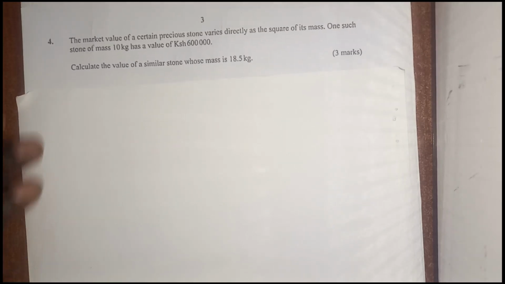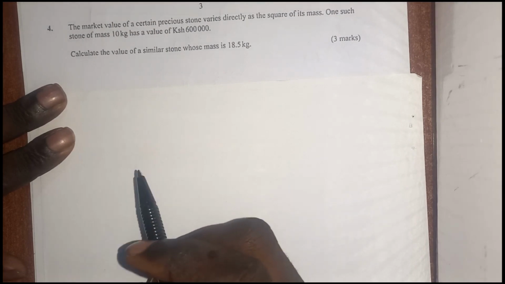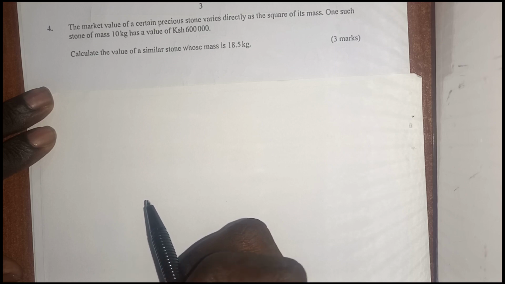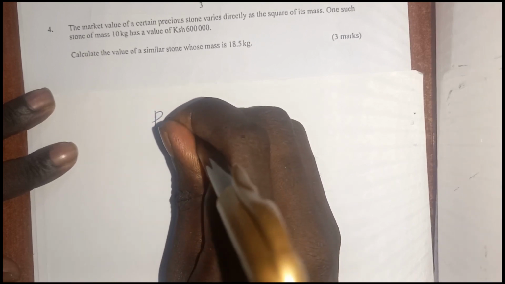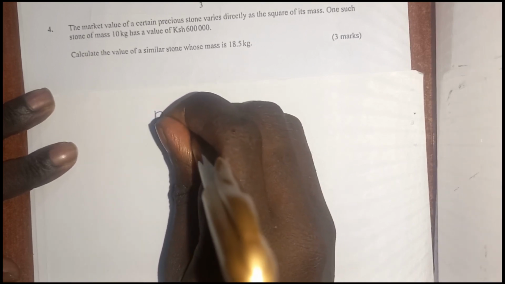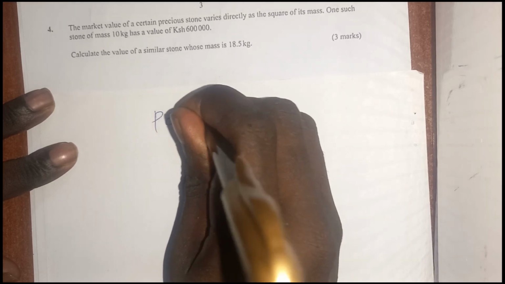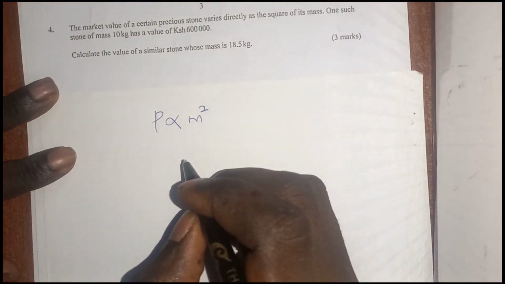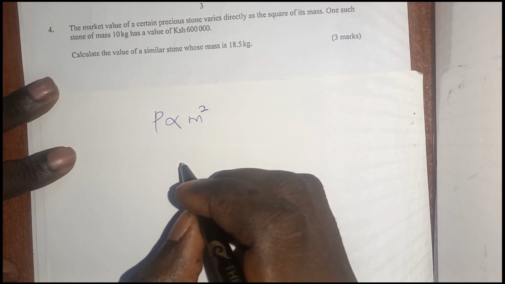So we are at question 4, and the question says the market value of a certain precious stone varies directly as the square of its mass. So the price varies directly as the square of the mass, right? Mass squared. Okay, one such stone of mass 10 kilograms has a value of 600,000.